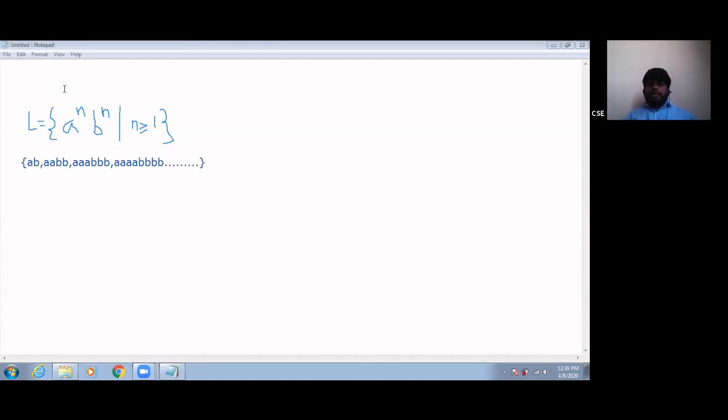Now my intention is this: this problem we can also solve using a pushdown automata, but don't bring that here. Just using the Turing machine, how am I going to solve it? First, I need to develop the logic. Then the construction of the Turing machine is very easy.